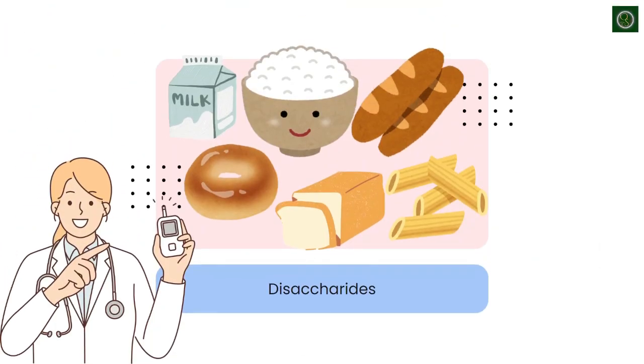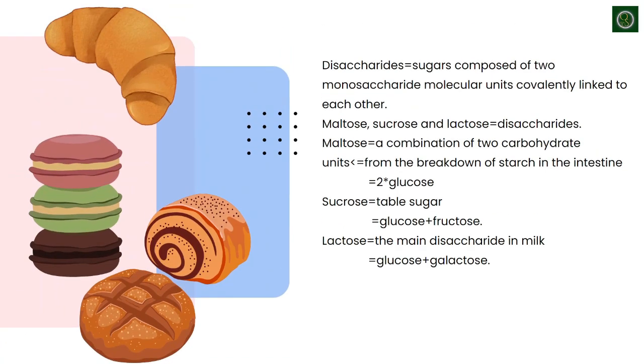Disaccharides are sugars composed of two monosaccharide molecular units covalently linked to each other. Maltose, sucrose, and lactose are disaccharides. Maltose is a combination of two carbohydrate units resulting from the breakdown of starch in the intestine. It is made up of two glucose molecules. Sucrose is the table sugar. It is made up of glucose and fructose. Lactose is the main disaccharide in milk and is made up of glucose and galactose.